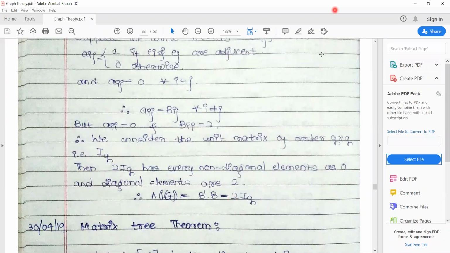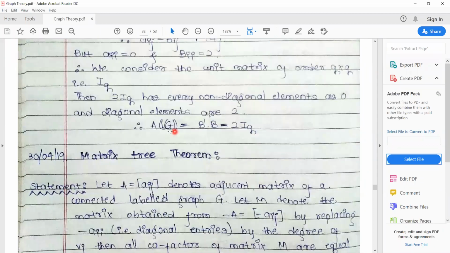Here it will end now, so I will stop this, and in tomorrow's class I will continue with the matrix tree theorem.